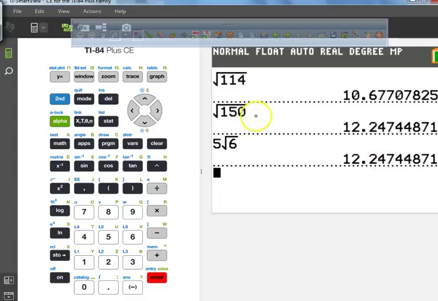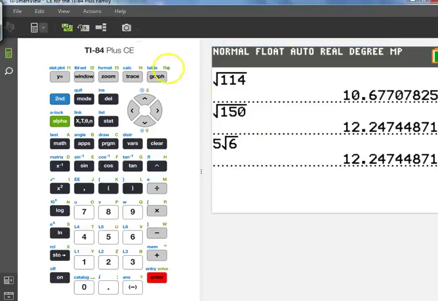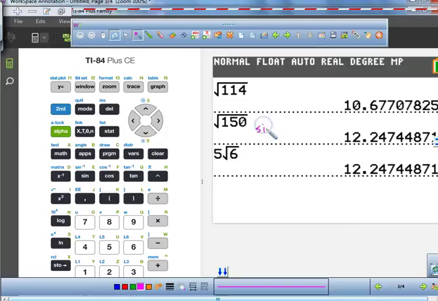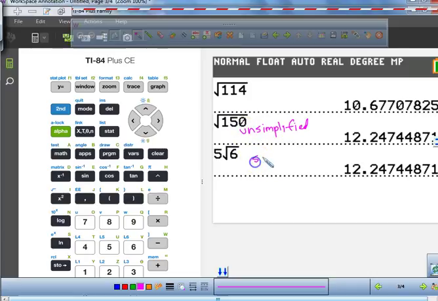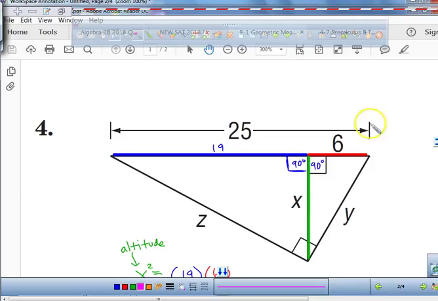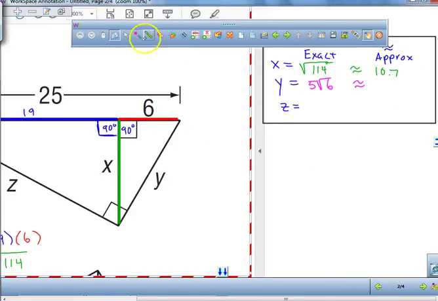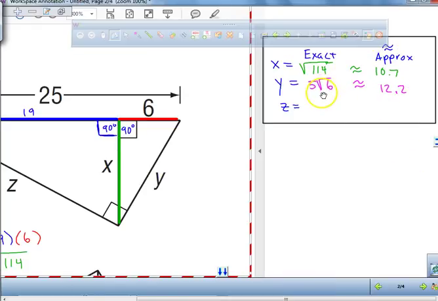This is what's called the unsimplified radical. This is what's called a simplified radical. And something you guys need to be aware of in your high school experience is you need to understand that this right here is not what? It is not simplified. This is unsimplified. This right here is considered to be simplified. Whereas this is your what? That's your approximate value. So put 12.2 as your approximate value right here. 12.2.